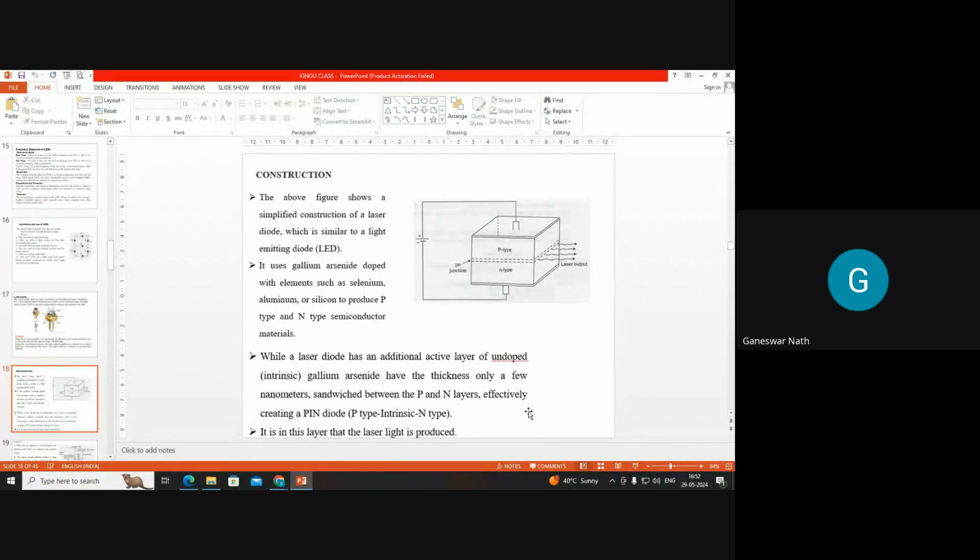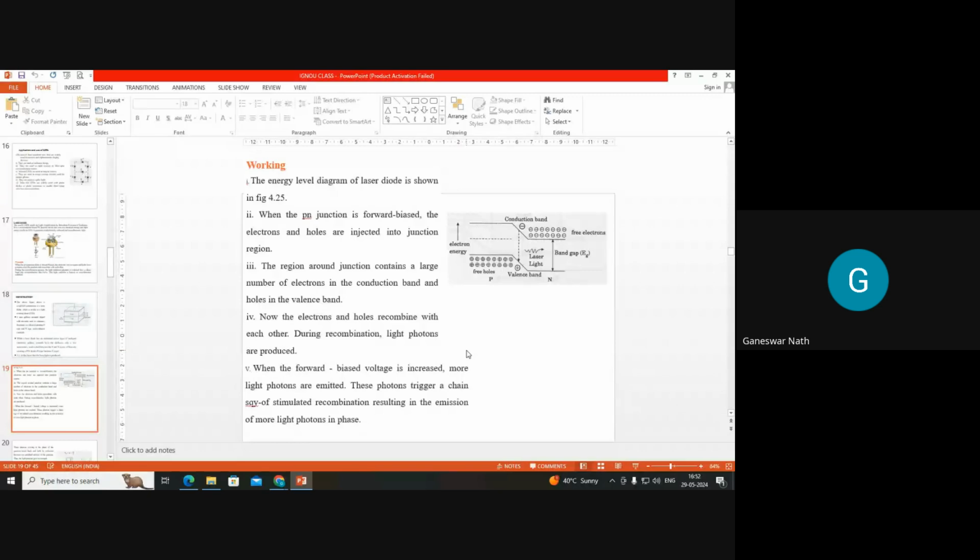Now the construction. It is the same as that of LEDs. In the actual construction it is very simple: there is a P-type layer, an N-type layer, and an interfacial layer, and together these are called the laser diode.